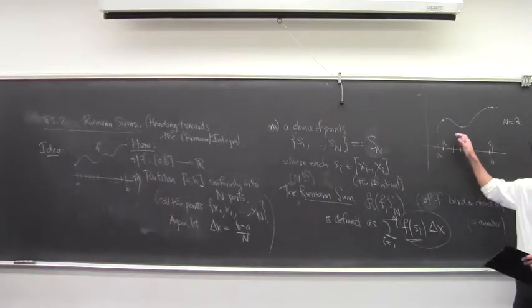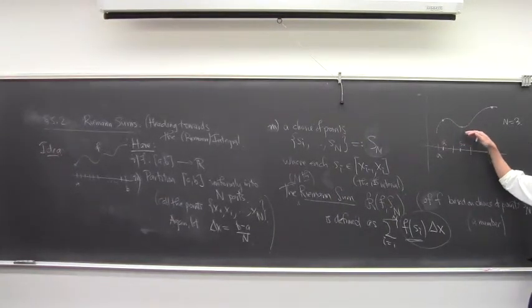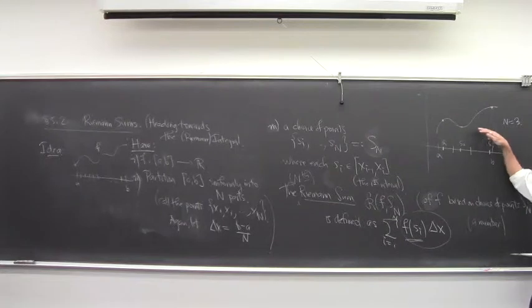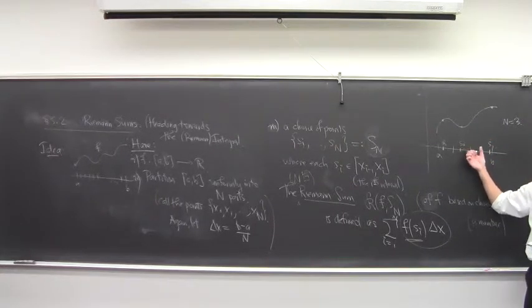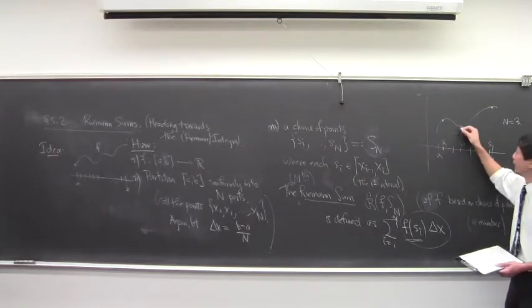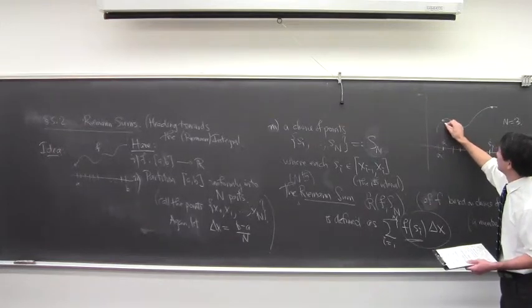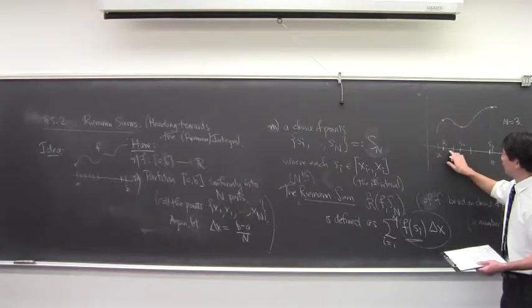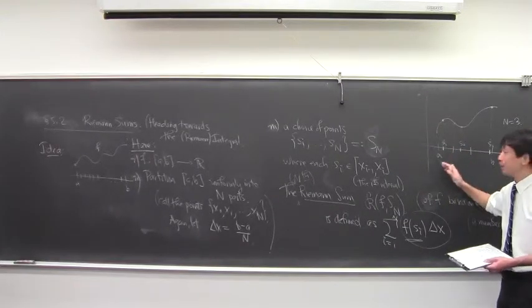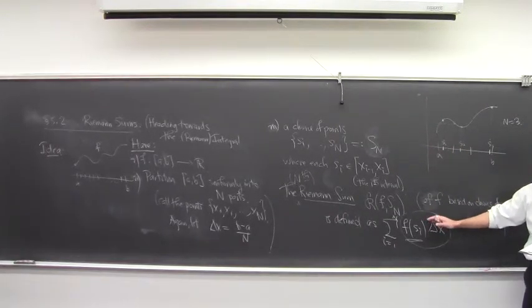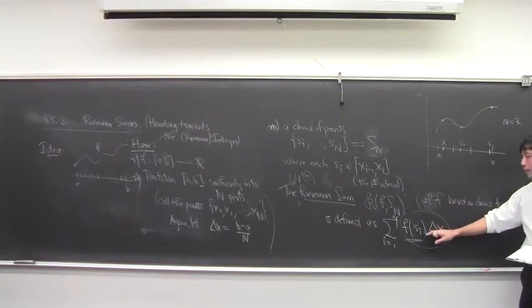And you see, what it gives you, geometrically, is an approximation of this area. That approximation is maybe different from the right endpoint approximation. The right endpoint approximation always says, I'm always going to take my right endpoint as my sample point. But for the Riemann sum, it's up to you. You can choose whatever sample points you like.